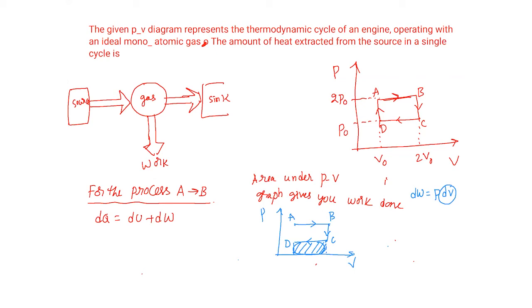Now I don't stop here. I go from D to A again isochorically. What is the work done from D to A? Okay. Now children, tell me, what is the work done from A to B? Work done from A to B is that whole thing, yes or no? Whole thing, yes. What is the work done from C to D? This part only. A to B is positive work done. From A to B, positive work is done. From C to D, negative work is done.